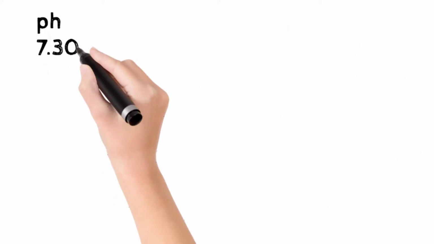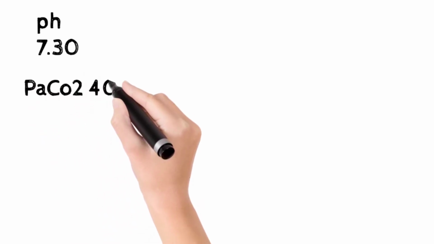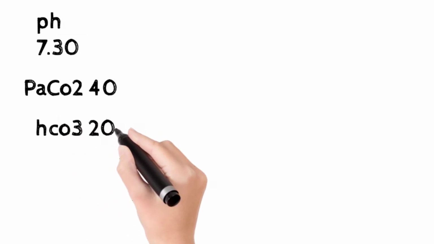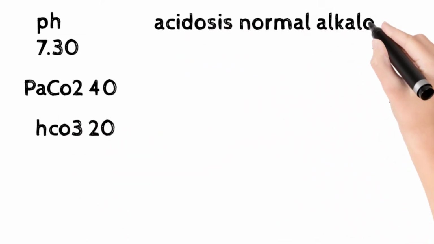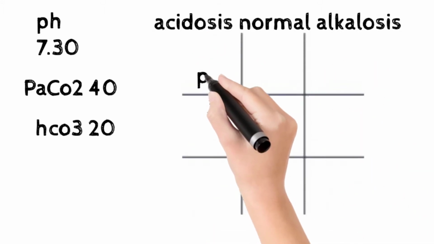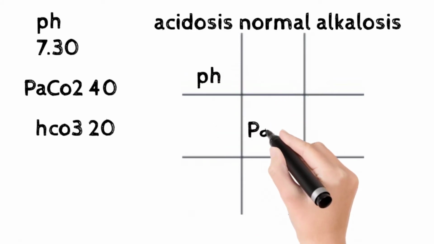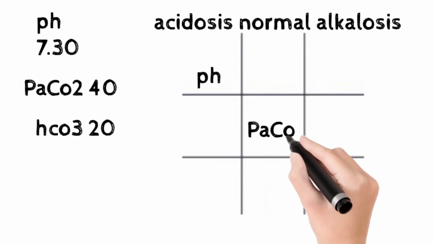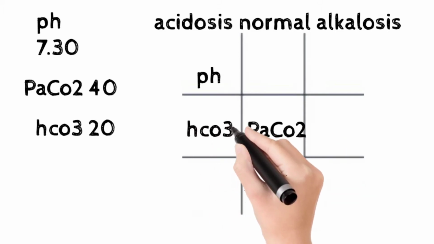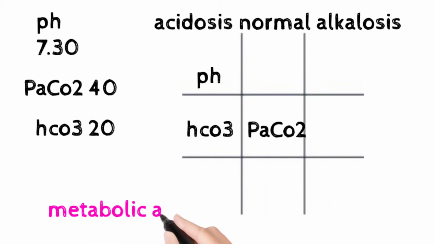Here pH is 7.30, acidosis. PaCO2 is 40, lies in the normal range, and HCO3 lesser than 22, so it goes under acidosis, and HCO3 represents the metabolic. pH acidosis, PaCO2 normal, and HCO3 acidosis representing the metabolic, so it is called metabolic acidosis.